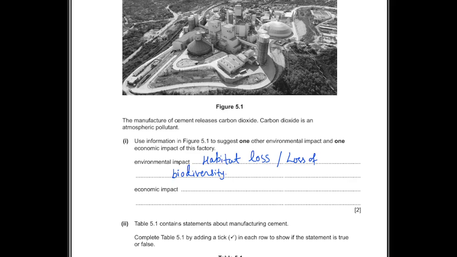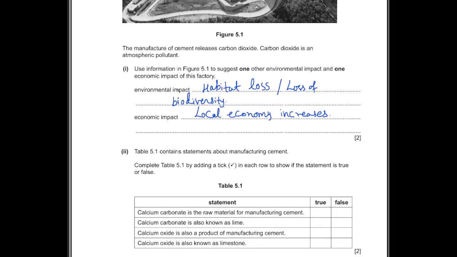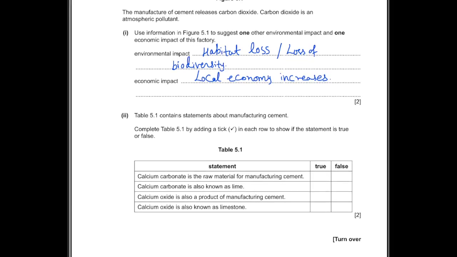Next, moving to the economic impact. So let's see, the local economy increases. You can say job opportunities also increase. So this is what we can write: the local economy increases.